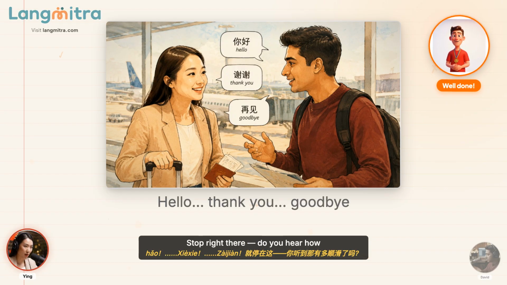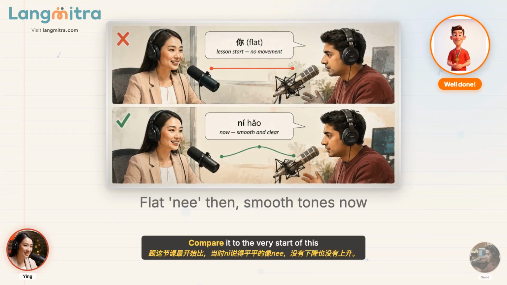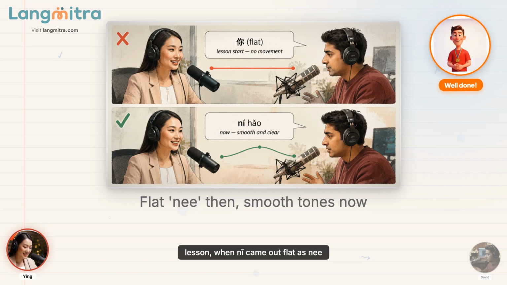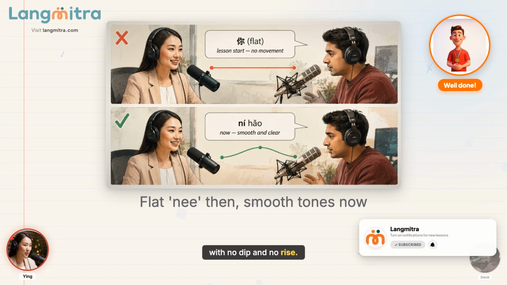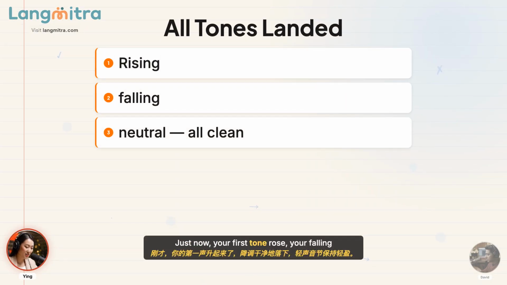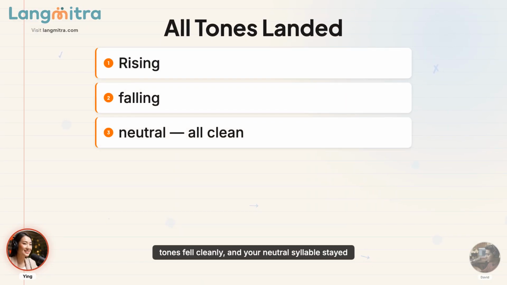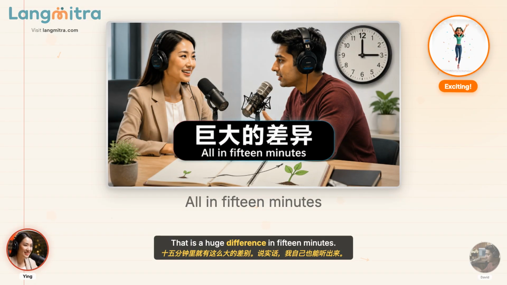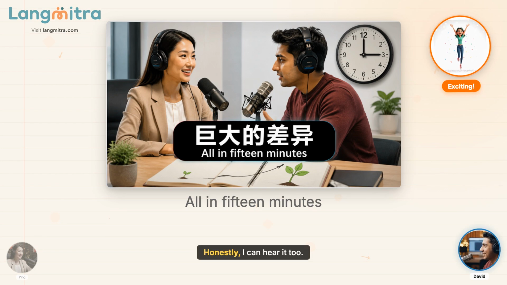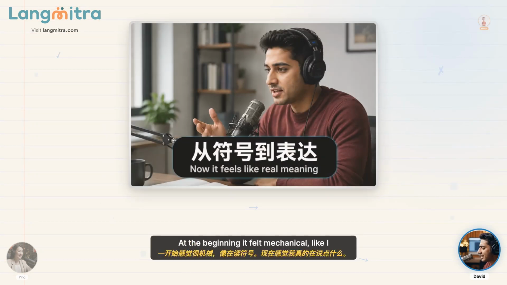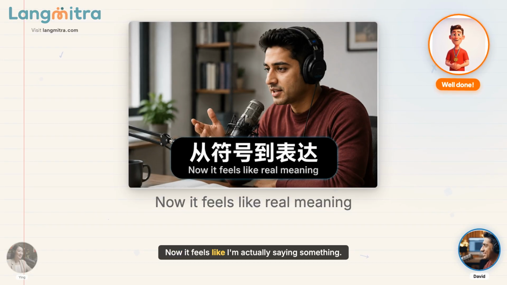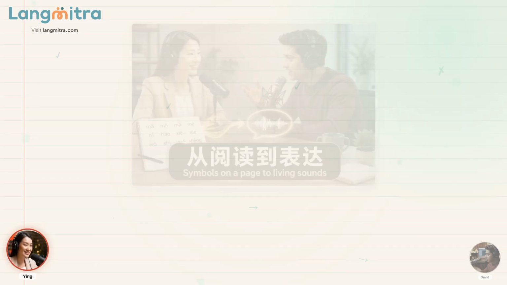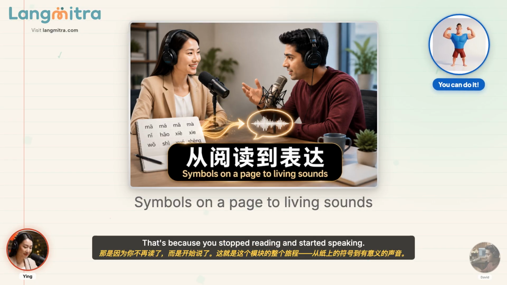Stop right there. Do you hear how smooth that was? Compare it to the very start of this lesson, when ni came out flat as ni, with no dip and no rise. Just now, your first tone rose, your falling tones fell cleanly, and your neutral syllables stayed light. That is a huge difference in 15 minutes. Honestly, I can hear it too. At the beginning, it felt mechanical, like I was reading symbols. Now it feels like I'm actually saying something. That's because you stopped reading and started speaking.